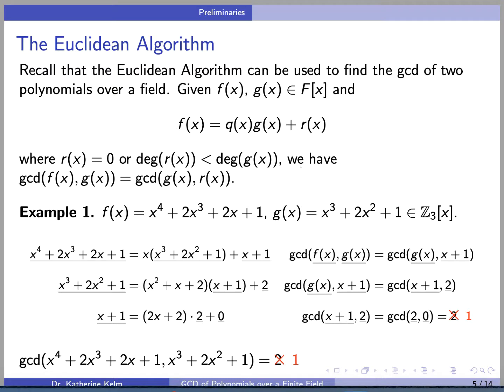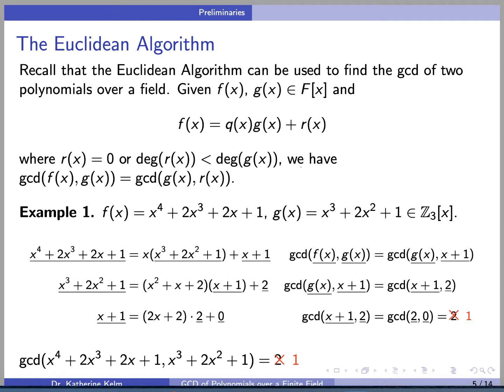Recall that the Euclidean algorithm can be used to find the GCD of two polynomials over a field. Given f(x) and g(x), polynomials with coefficients in a field F, we can use the division theorem to divide f(x) by g(x) to get a unique quotient polynomial q(x) and a unique remainder polynomial r(x). In that case, you can show that the GCD of f(x) and g(x) equals the GCD of g(x) and r(x), which enables the Euclidean algorithm to give us the GCD.